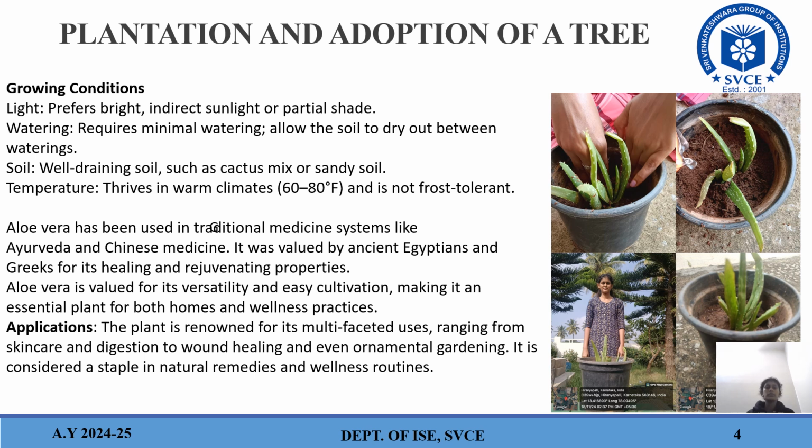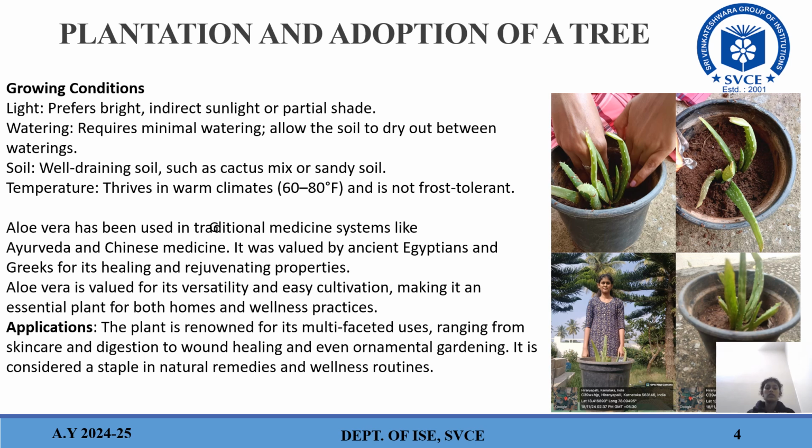Watering. It requires minimal watering, which allows the soil to dry out between waterings. Soil. Well-draining soil such as cactus mix or sandy soil is required. Temperature. It thrives in warm climates and is not frost tolerant. Aloe vera has been used in traditional medicine systems like Ayurveda and Chinese medicine. It was valued by ancient Egyptians and Greeks for its healing and rejuvenating properties.